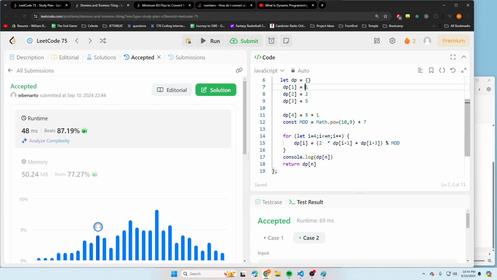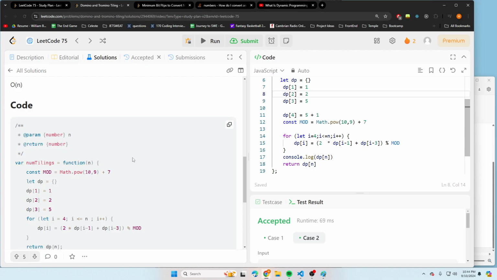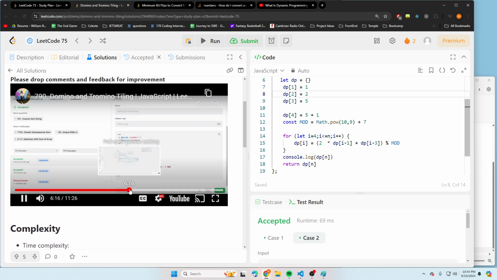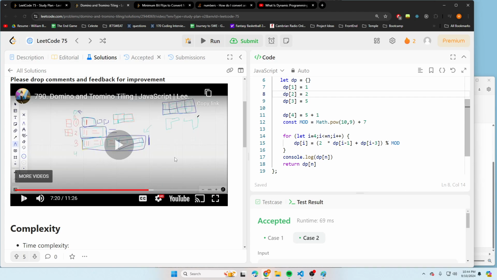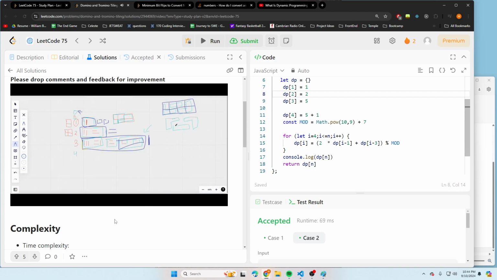I still don't get why it's not that one. Maybe she was explaining it like this, and then I'll have a gap which could be filled with a domino. So that would again form two cases, right? Two different cases. So what's happening is, let's see now.